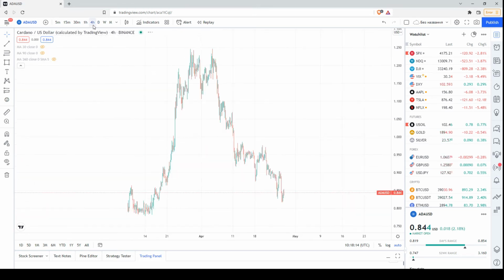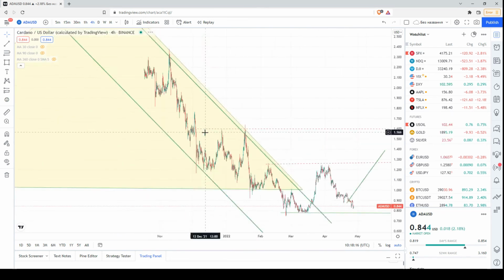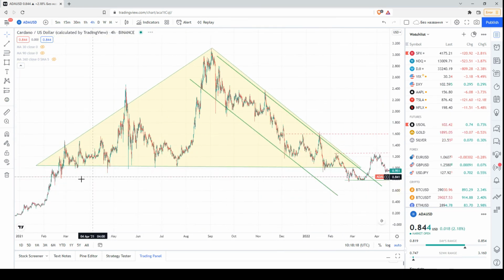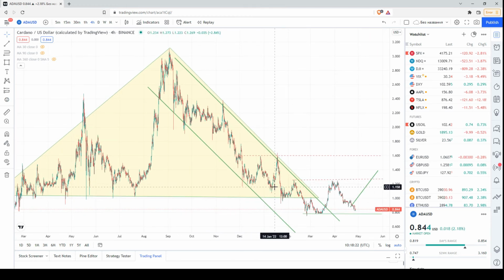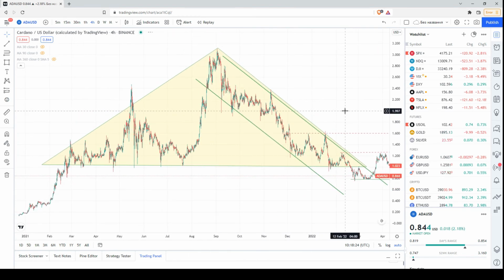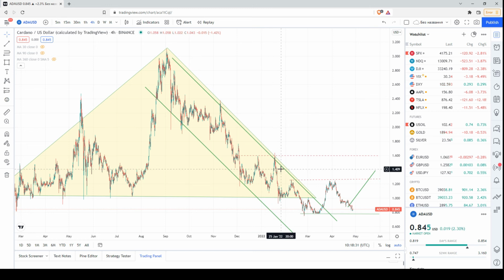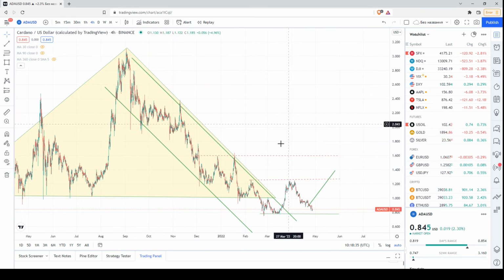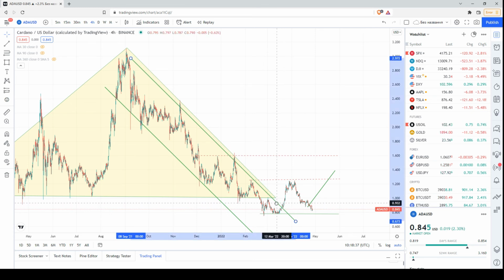Next, if we have a look at the 4-hour chart, this is the 4-hour chart. There was an ascending triangle. The price was not able to exit the ascending triangle in the upward direction and to resume the uptrend. Instead, it exited the ascending triangle in the downward direction. Yes, after that we had a rebound.